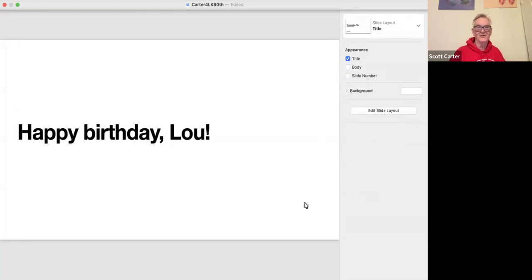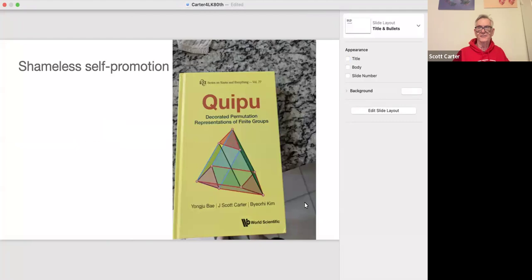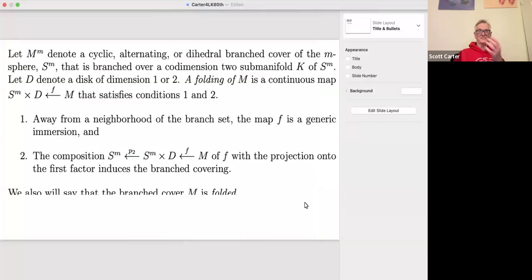Obviously, I want to say happy birthday, Lou, and appreciate all the support that Lou has given me throughout my career. Most recently, he helped bring this book to fruition, which is joint work with Young-Ju and Bjori. Nothing that I'm going to say today has much to do with Quipu, although by playing with these permutation groups, I started to get very interested in a lot of new things. And so some of them will touch on that.